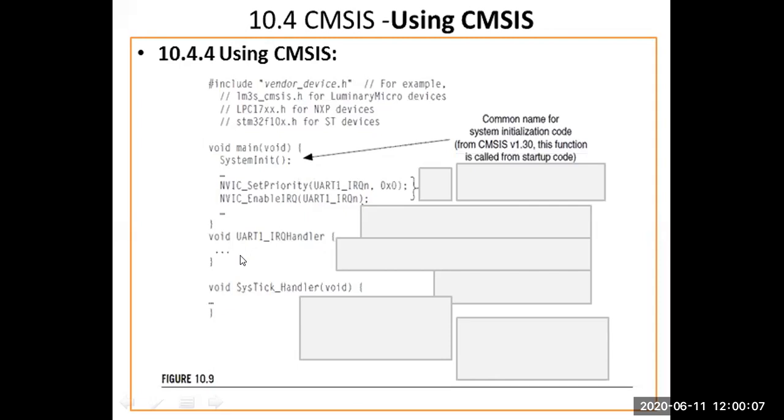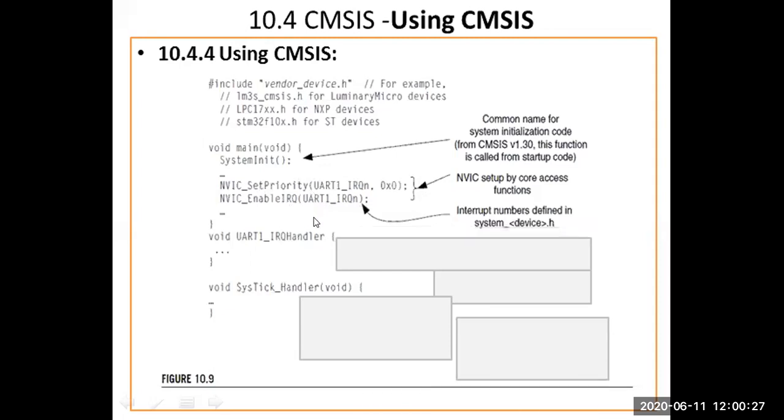First one is the common name for system initialization code from CMSIS version 1.30. This function is called from startup. Next, what you see, NVIC is set up by core access function. The arm is showing, and the brace is also showing that this is NVIC. Next one, interrupt request number. Interrupt numbers: we can see in the laptop there will be more than one port, one USB port.